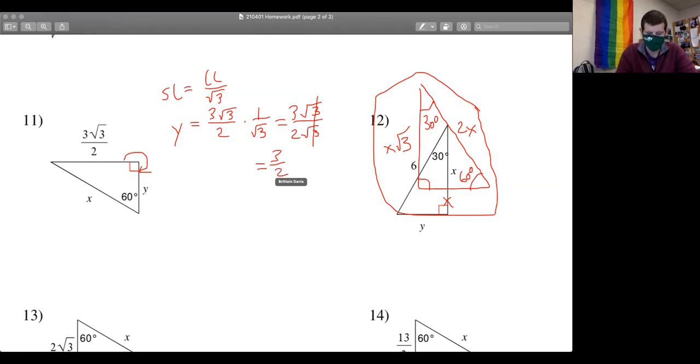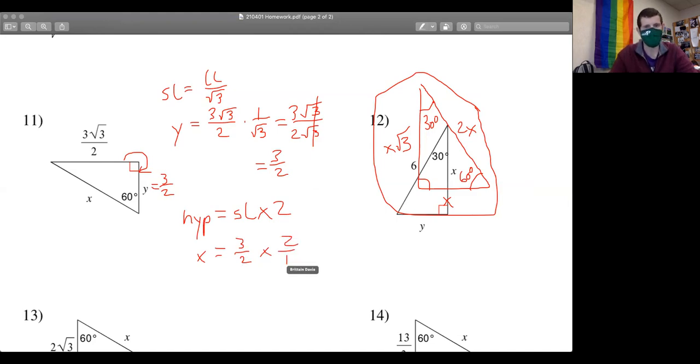So now we're making this a nice simpler number. So you get 3 over 2, and now we want to solve for the hypotenuse. The hypotenuse equals the short leg times 2. And the hypotenuse is x in this particular problem. The short leg is 3 over 2 times 2. And I'm going to write that as 2 over 1. We can always write a number as a fraction. If it's a non-fraction, just put it over 1. And now we got 6 over 2, which makes 3. All right, so here's a point where we're done with the problem.